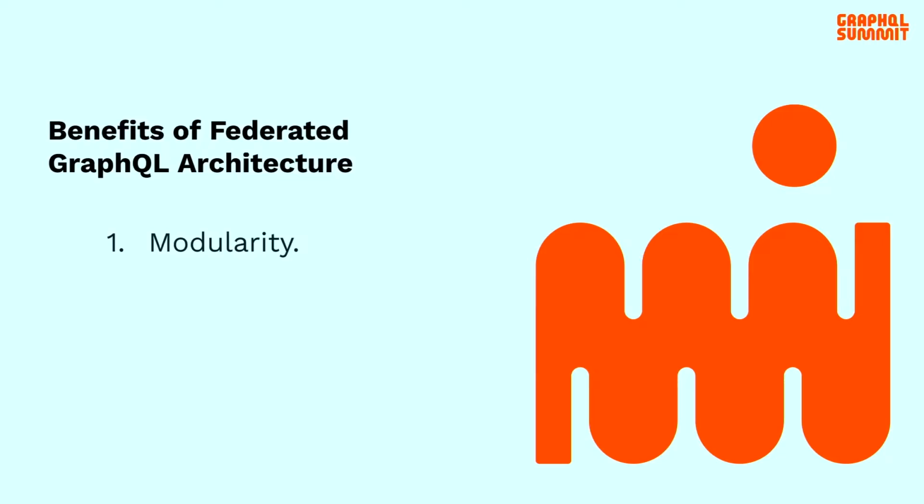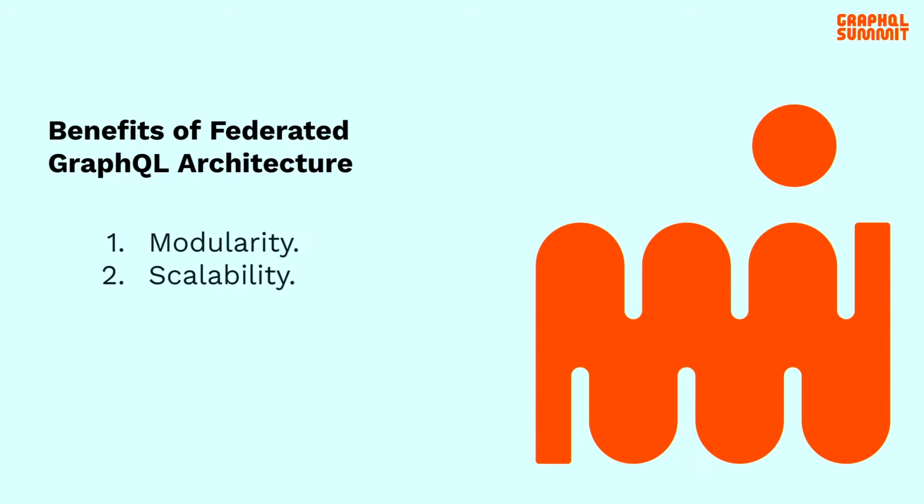Number one is modularity that comes to mind. Federation introduces a powerful advantage, which is modularity. This means breaking down the GraphQL schema into small self-contained units. With this approach, you can develop, test, and maintain individual parts separately, which is nice. It's like assembling a complex puzzle one piece at a time, allowing for more efficient development and ensuring that each piece fits seamlessly.